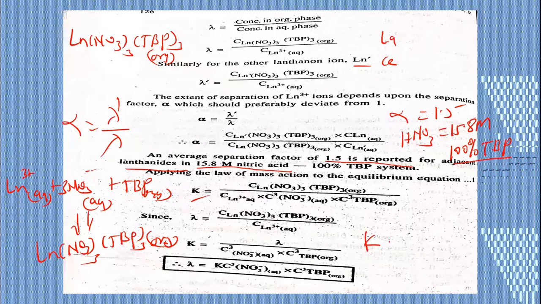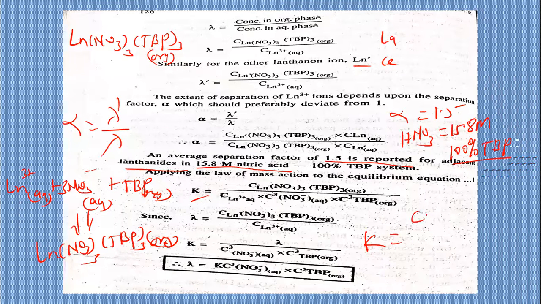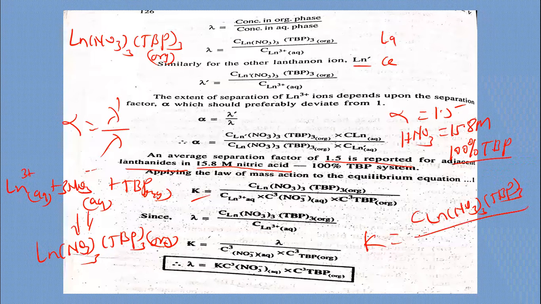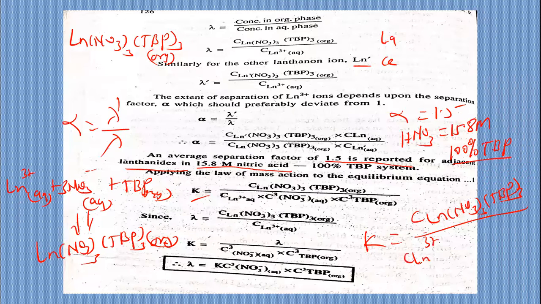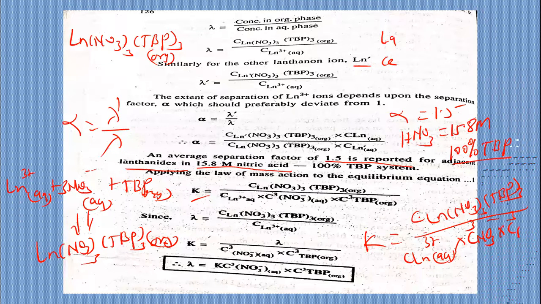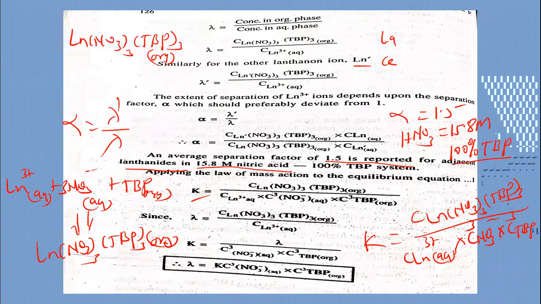The stability constant K of the complex is equal to the concentration of the product, that is the lanthanum complex, divided by the concentration of the reactants. So the concentration of the lanthanum ion in aqueous phase multiplied by the concentration of the nitrate ion raised to power 3, as 3 nitrate ions are there, multiplied by the concentration of the TBP raised to power 3, as 3 molecules are there. So we are getting this equation. You can see this equation here.